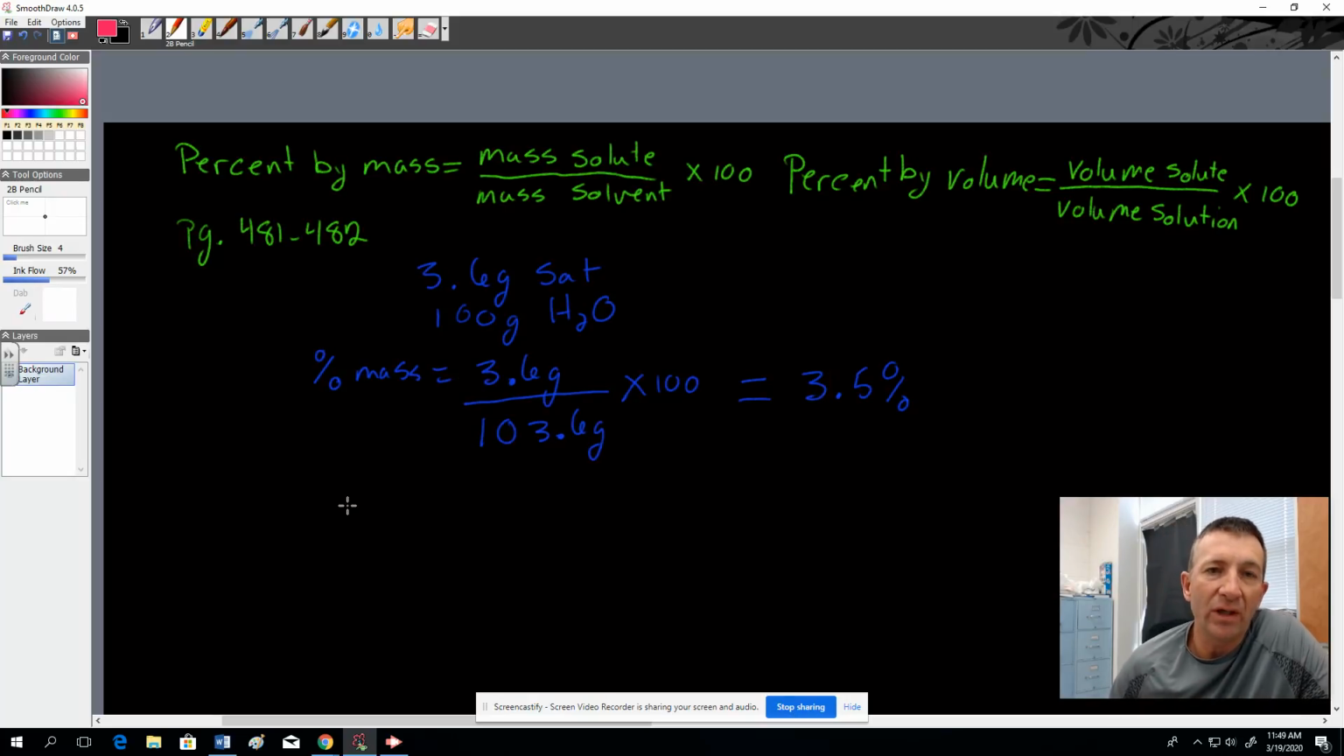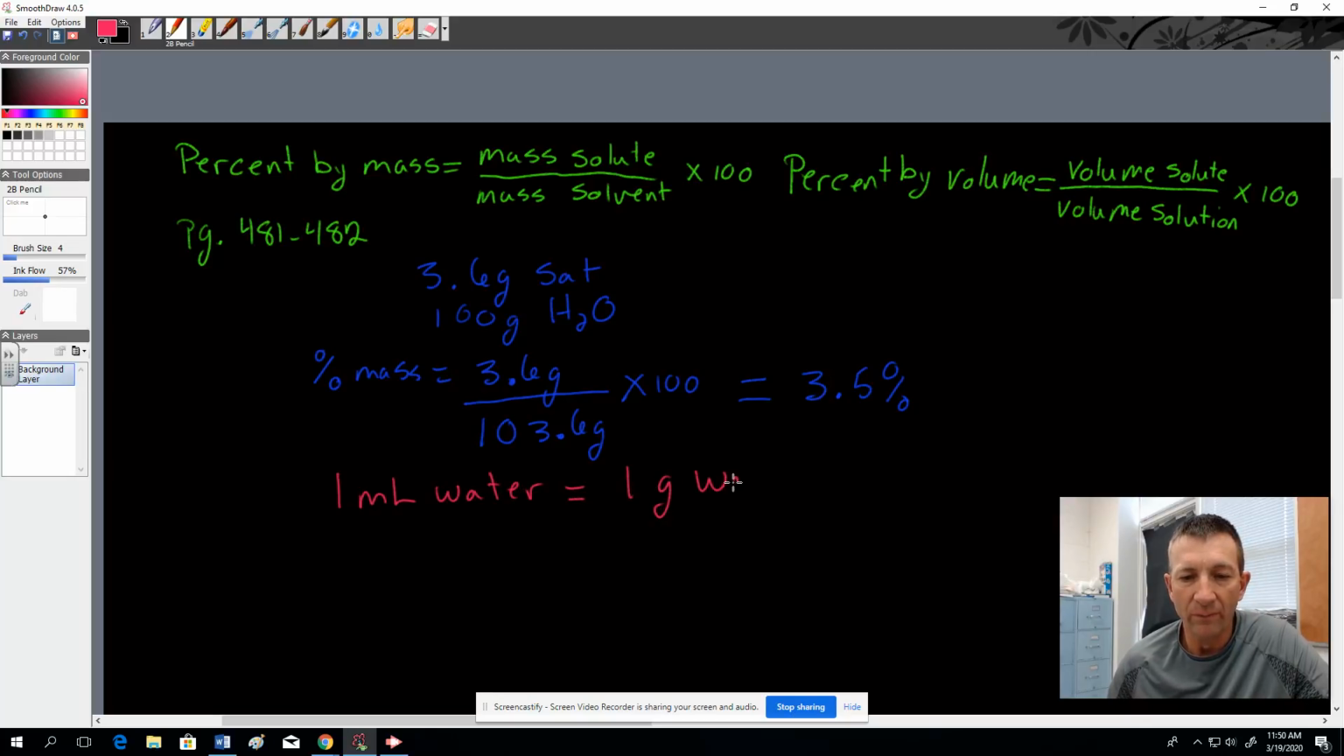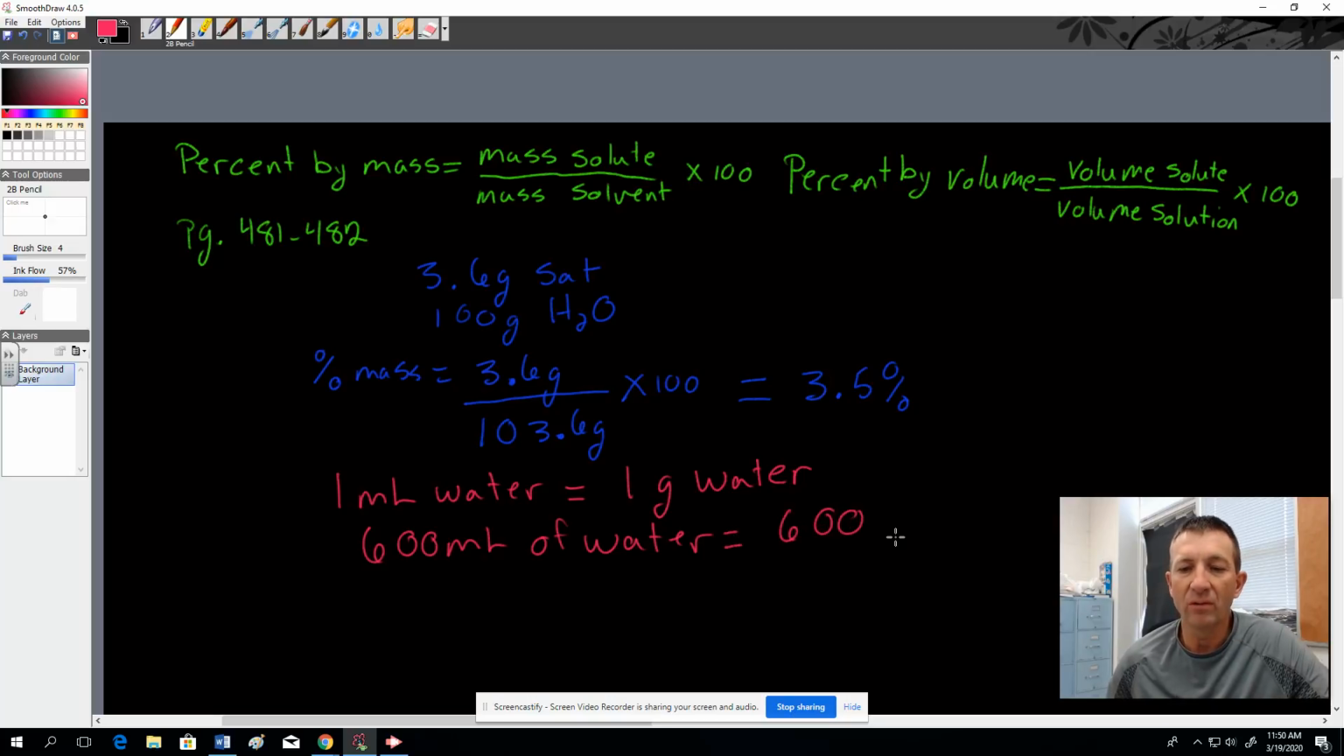Also, the problems that you're going to be doing, it's going to give you some volume and ask you to solve for mass. So here's an important conversion, that 1 milliliter of water equals 1 gram of water. So if the problem says that you have 600 milliliters of water, that is going to equal 600 grams of water.